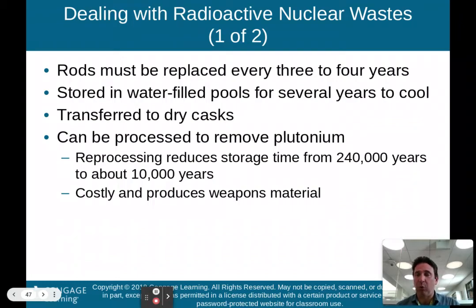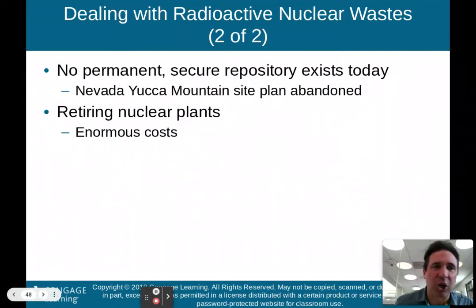This is the problem with nuclear fuel. These wastes stay radioactive for tens of thousands, even hundreds of thousands of years. So they need to be stored where they will not be disturbed for that long amount of time. And this, again, becomes some of the issue because we don't really have a permanent, secure repository. There was a site in Yucca Mountain in Nevada, but that was actually abandoned years ago. And again, retiring the nuclear plant is an enormous cost because you pretty much have to secure every part of the nuclear plant, because every part has some form of radioactivity to it.